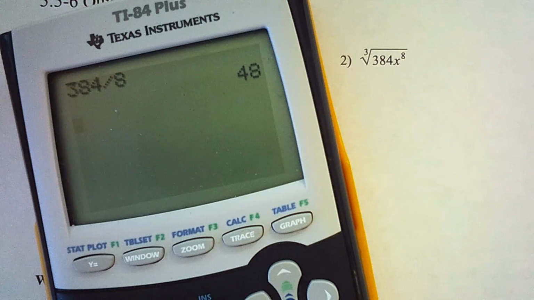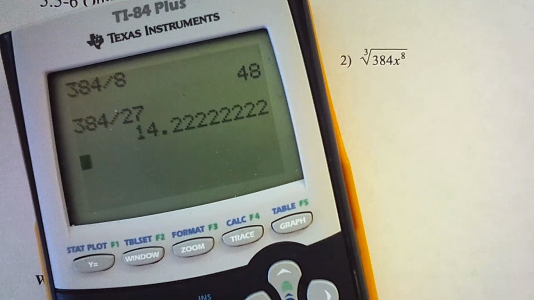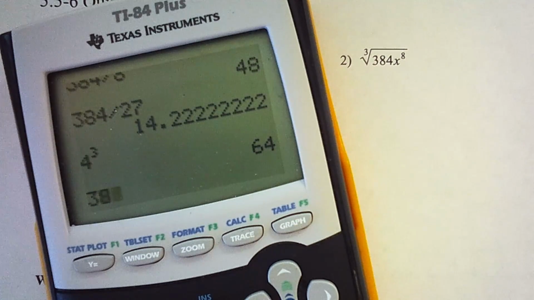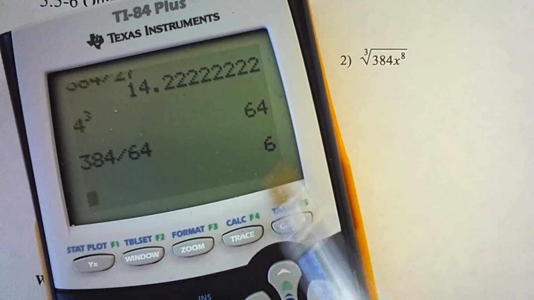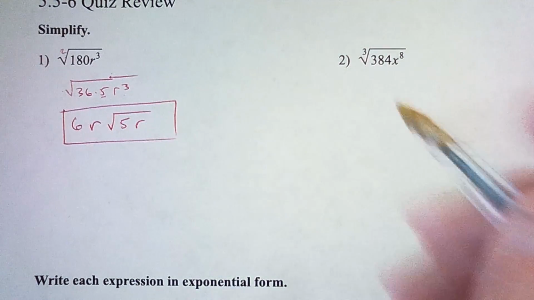So we'll try 3 cubed. 3 cubed is 27. 384 divided by 27. No, 27 doesn't go into 384 evenly. How about 4 cubed? 4 cubed is 64. Does 64 go into 384? It does, 6 times. So I think 64 times 6 is going to be our best bet here.